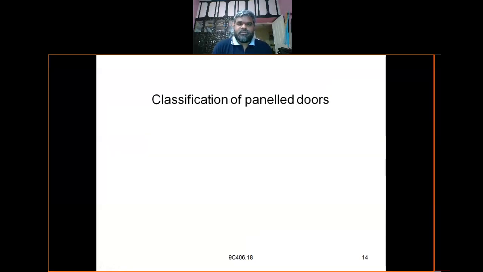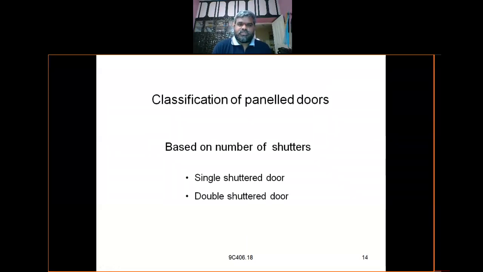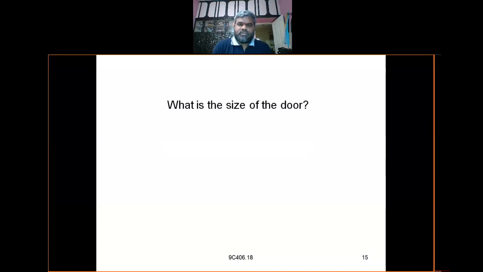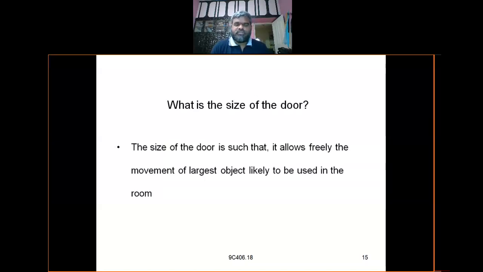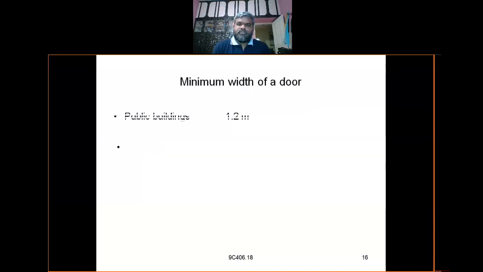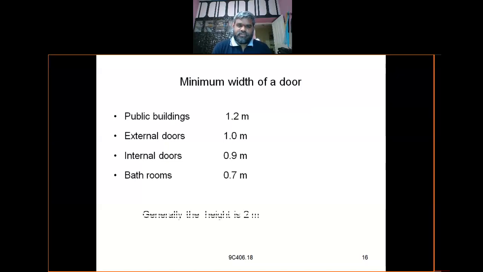So next, classification of paneled doors. Based on the number of shutters, there are single shutter doors and double shutter doors, right? And what is the size of the door? The size of the door is such that it allows free movement of the largest object likely to be used in the room. Right. The minimum width of the door, these we will see again in our code also. What is the code? The code means IS 4020. It is related to doors. You will see it there also.